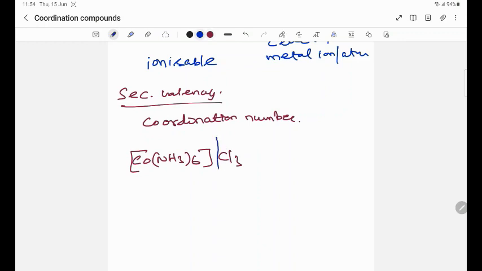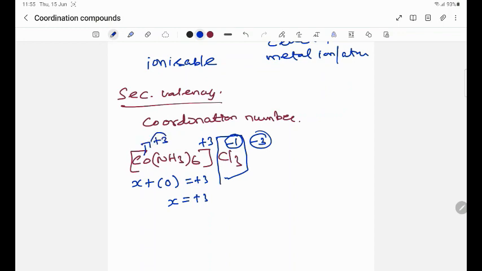You see, this can be separated. When we separate this, the chlorine gets minus 1 charge. There are 3 chlorine atoms and it is minus 3. Total charge is minus 3. If this is minus 3 total charge, the complex ion will be plus 3. Let us check. Cobalt, let us keep X, and for ammonia or amine ligand, the oxidation number is 0. It is equal to plus 3. So X is equal to plus 3. This is what is called primary valency, the oxidation number. This cobalt gets the oxidation number of plus 3.